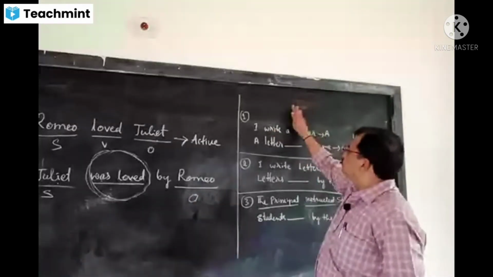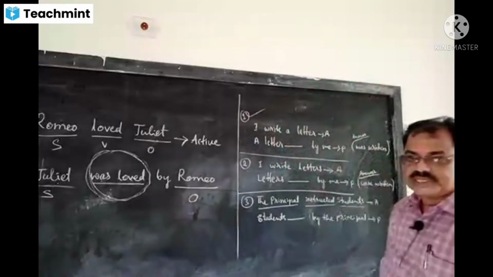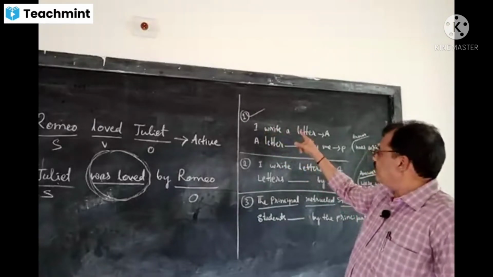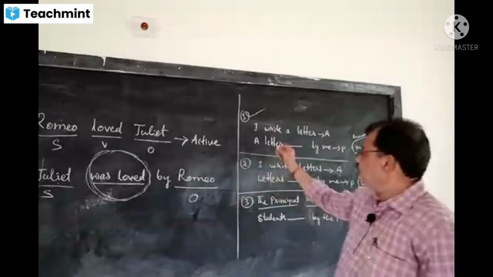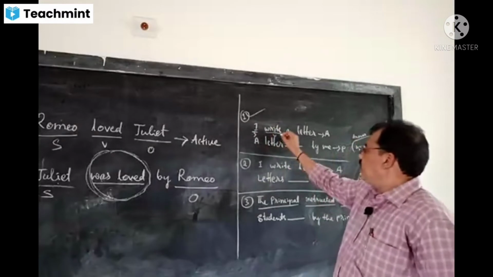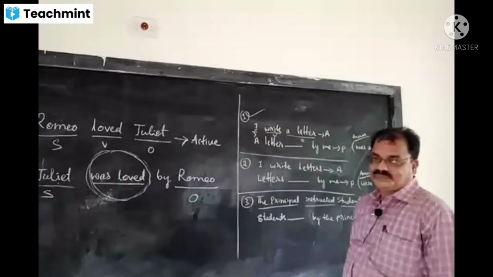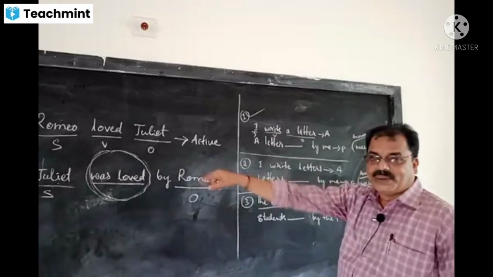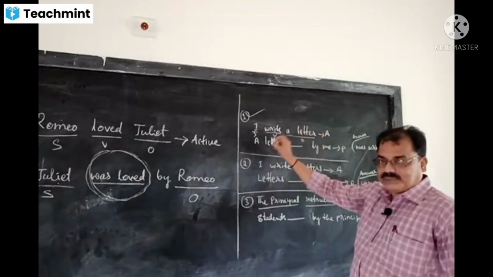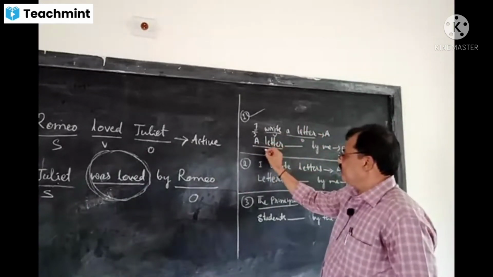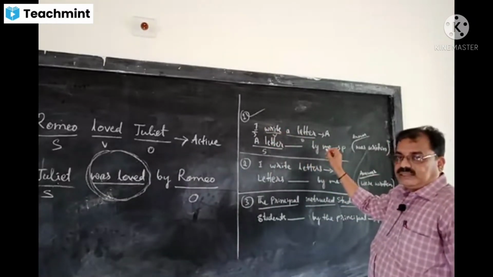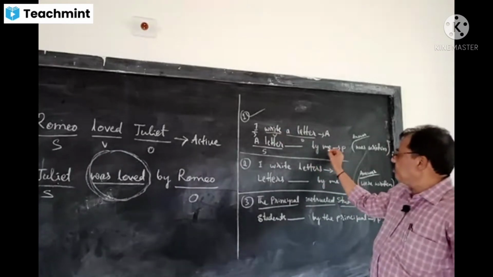Look here. Number one, next example. I have written an example. I write a letter. You know, I is the subject, write is a verb, and a letter is an object. As I have told now, its passive form is like this. The object becomes subject, you know. A letter becomes subject in passive, and I, the pronoun, will be changed here to me.